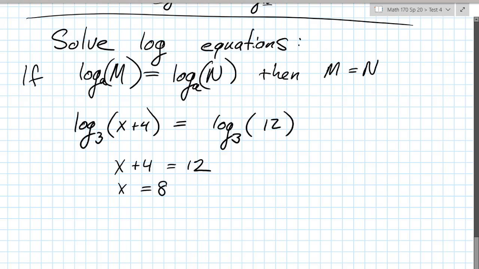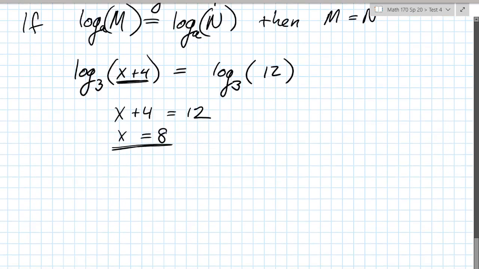What we have to be careful about is that what we have is in the domain of the log function. So is it okay to put 8 back into the original problem? 8 plus 4 is 12. 12 works out, no problem.